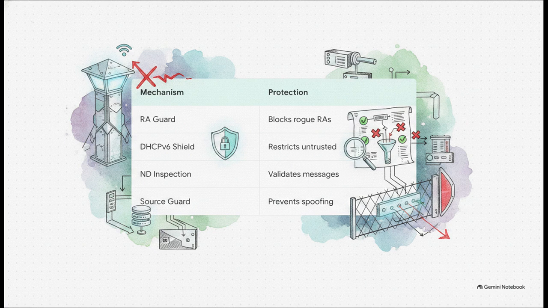Then there's the DHCPv6 Shield. This acts a lot like standard IPv4 DHCP snooping, restricting responses so your clients don't accept poisoned configs from an untrusted server. Next, you combine IPv6 snooping and ND inspection to build a solid binding table of valid address to port mappings. That stops neighbor spoofing cold.